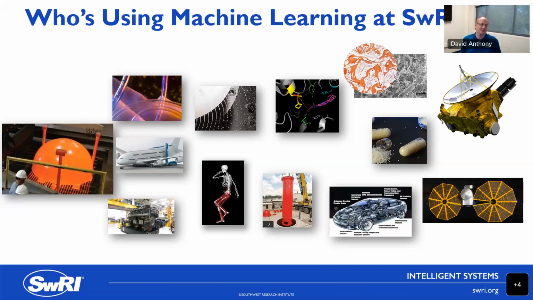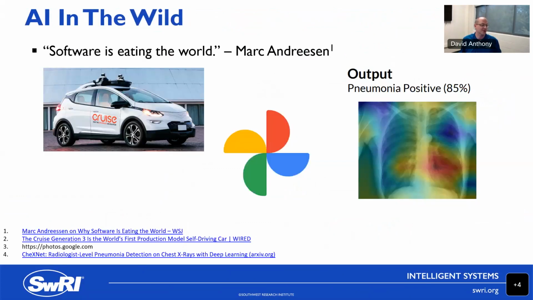The title of my talk was AI in the Wild. There's this famous quote by Marc Andreessen from the early 2000s, where he said, software is eating the world. And now when you talk to people, they say machine learning is eating the world. And what he meant back then was that everything was just turning into a software project.